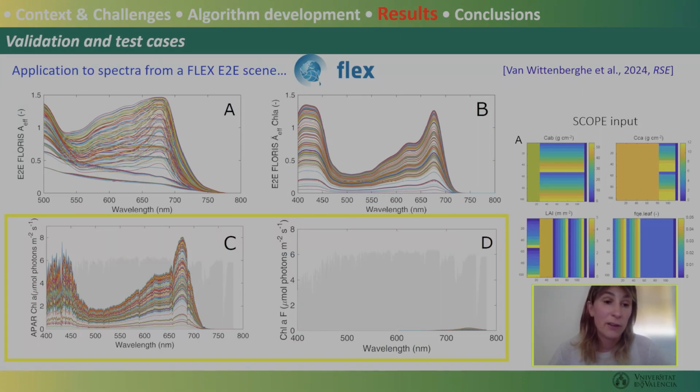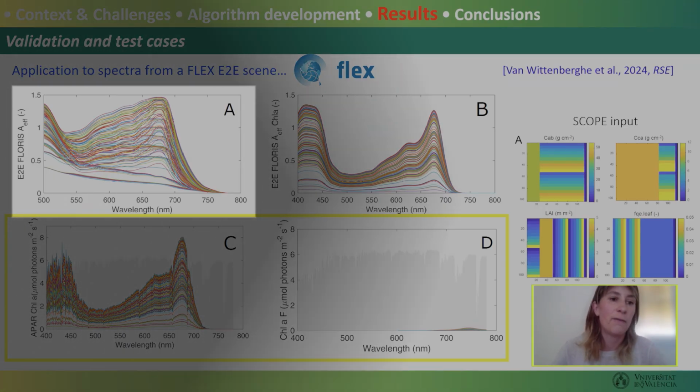How did we further look for validation of that on a larger scale? In the scene generator for FLEX, we were generating some scenes based on a SCOPE input, and in SCOPE you can implement a fixed value of FQE, so you can play with that within a certain range. With this, we were generating a scene with different variability in LAI, chlorophyll content, carotenoid content, etc.